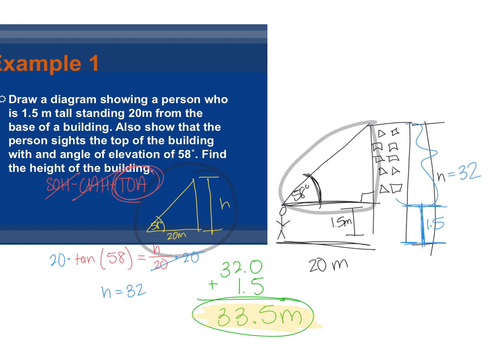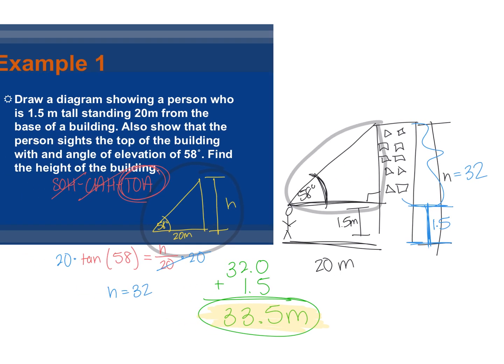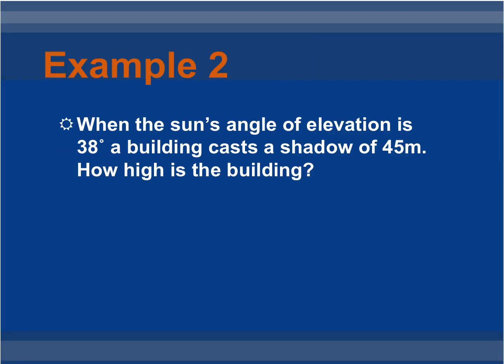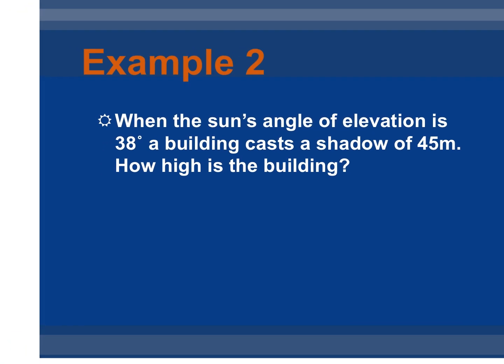Questions, comments, concerns on this question? Again, you are not going to have images drawn for you. Example number 2, when the sun's angle of elevation is 38 degrees, a building casts a shadow of 45 meters. How high is the building? So again, thinking about what it's asking, we all have seen a shadow. We know what a shadow is. We know how it should be reflected. So I'm going to go ahead and draw this one for you.